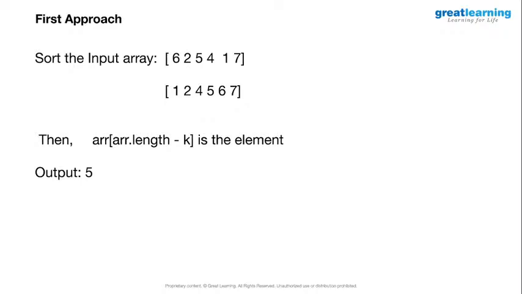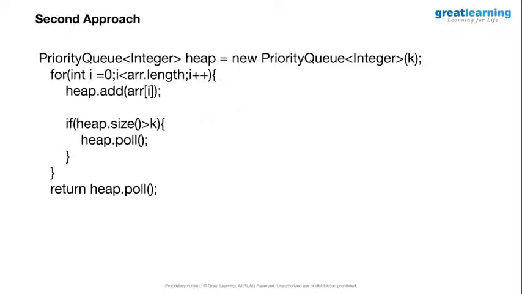Once again, when the 7 comes, it will remove this 4th element. Once I remove this element, I will stop, and I will get this element.